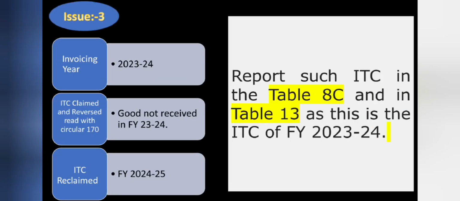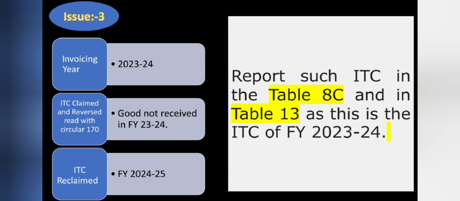Moving to the next issue, issue number 3. In this issue, it is described that the invoice relates to 23-24, but we have not received the goods. Then we have claimed the ITC and reversed the ITC just because of Circular 170.